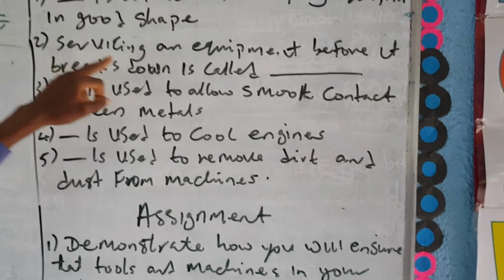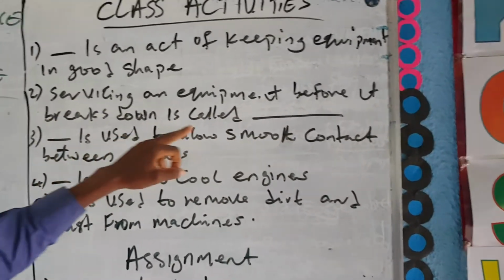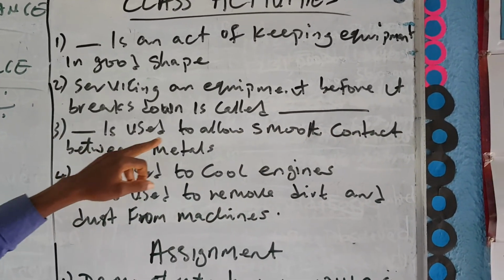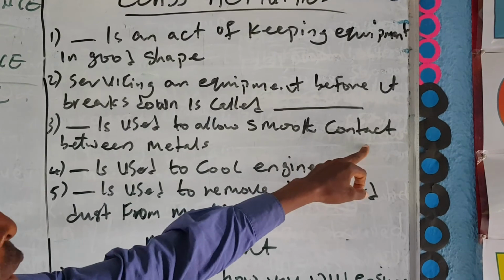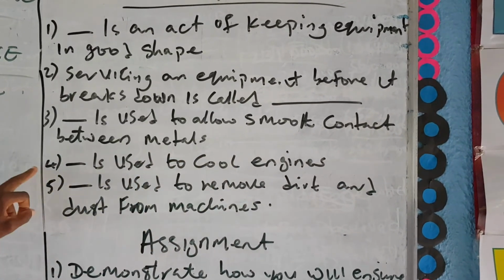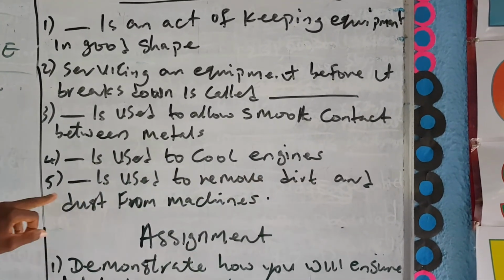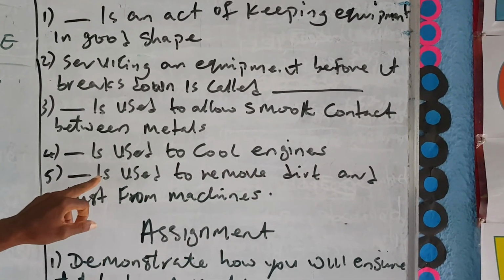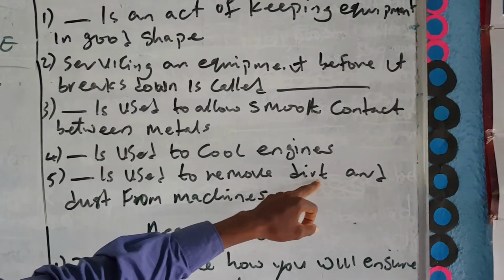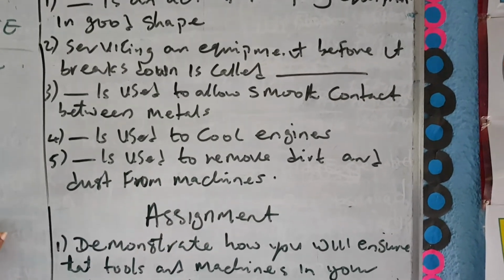Number two, servicing an equipment before it breaks down is called dash. Number three, dash is used to allow smooth contact between metals. Number four, dash is used to cool engines. Number five, dash is used to remove dirt and dust from machine.